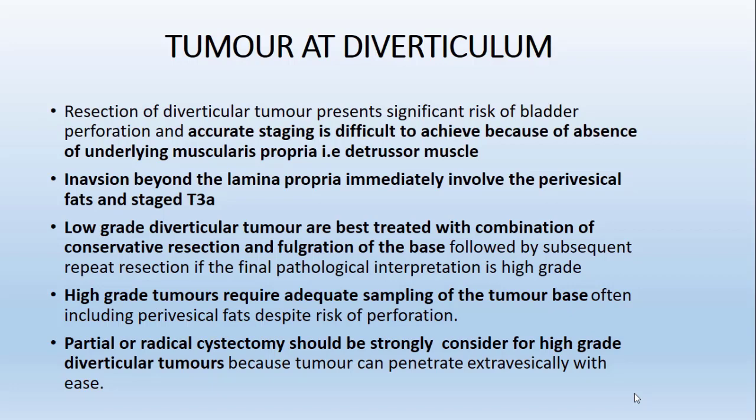Low-grade diverticular tumors are best treated with a combination of conservative resection and fulguration of the base, followed by repeat TURBT if the final pathology interpretation is high grade. High-grade tumors require adequate sampling of the tumor base, often including perivesical fat, despite the risk of perforation. Partial or radical cystectomy should be strongly considered for high-grade diverticular tumors because the tumor can penetrate extravesically with ease.